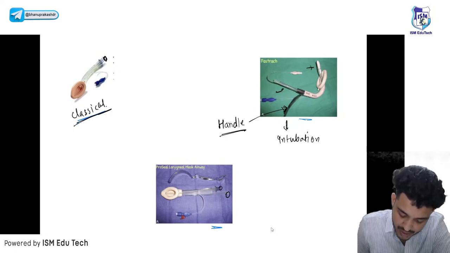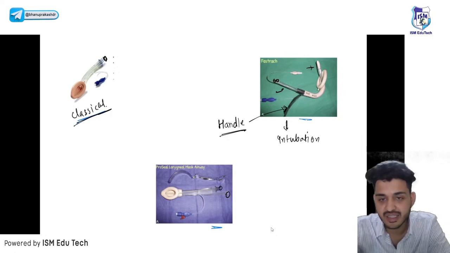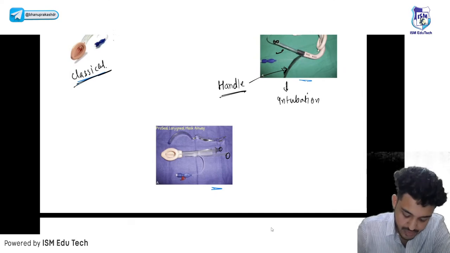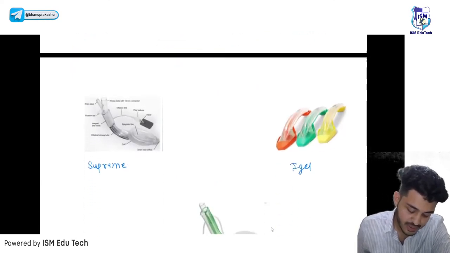There will be two openings. There will be two openings here. So it is a second generation device. Third will be ProSeal. ProSeal will also have two openings, right? Next thing will be Supreme.